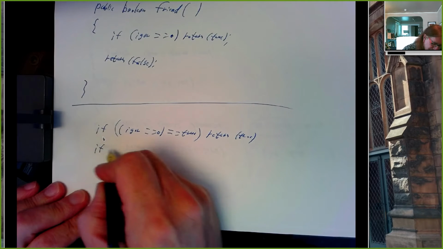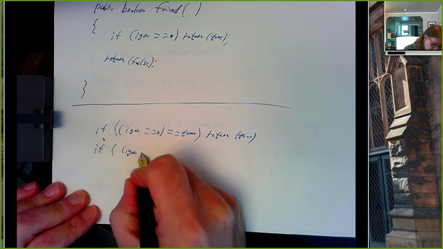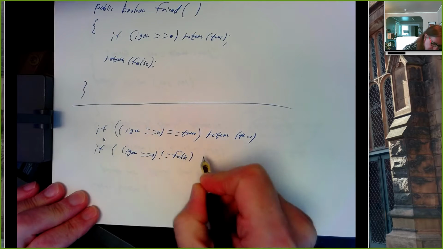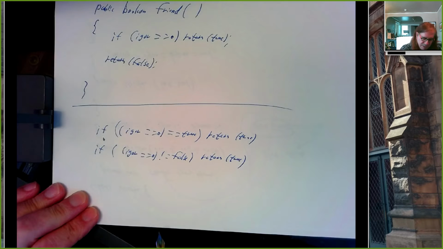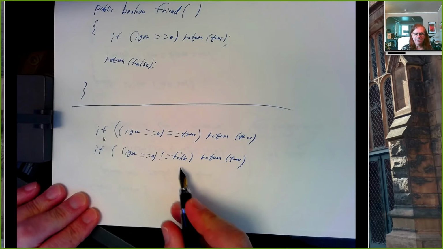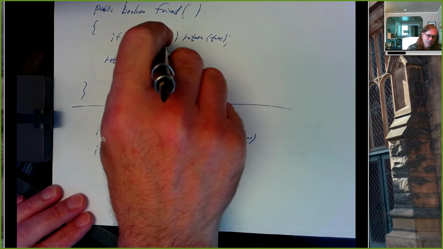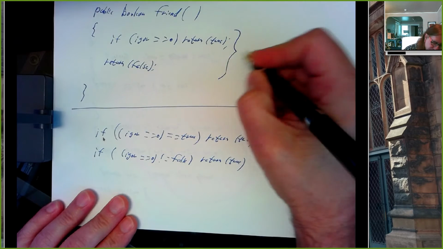And same thing, I think I saw one of these: if Igor equals 0 is not equal to false, then return true. Works perfectly fine, does exactly the same thing as this, but there's a lot of extra stuff going on in here. So this is much more succinct, but let me show you an even more succinct way to write this.